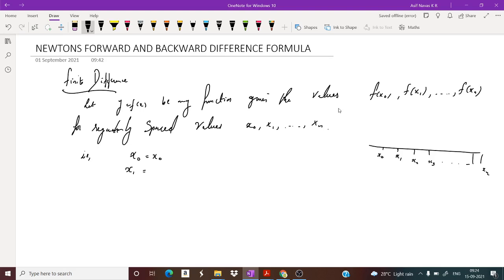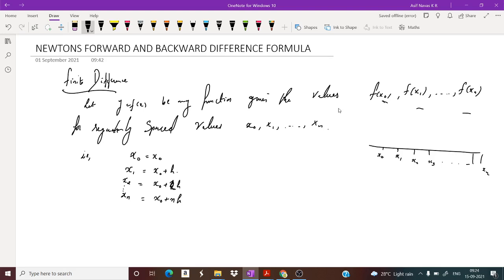Now x1 is equal to x naught plus some distance h, and x2 is equal to x naught plus 2h. So similarly, up to xn is equal to x naught plus nh. That means each point is equally spaced. So that is important. Each point is equally spaced in this regularly spaced finite difference format.